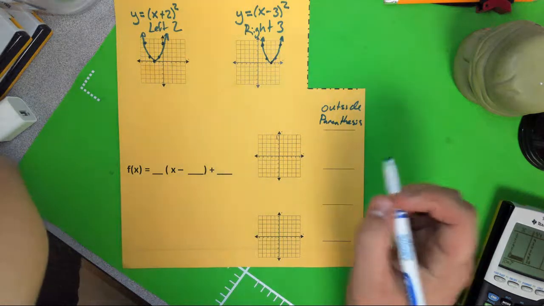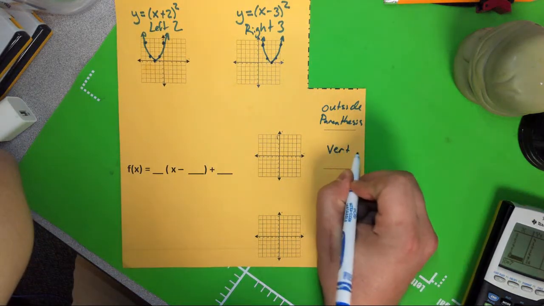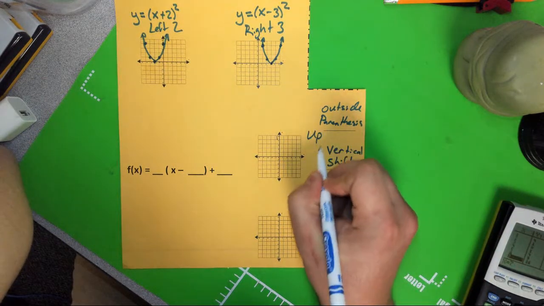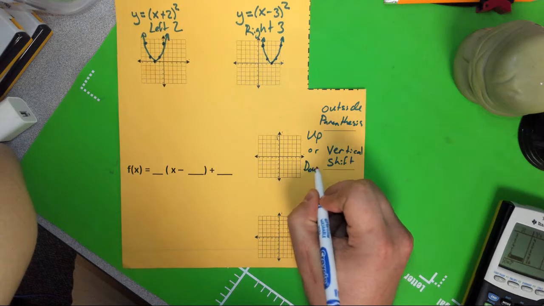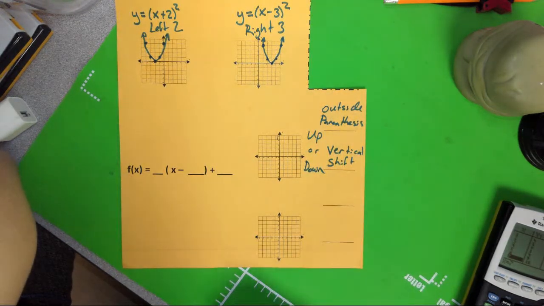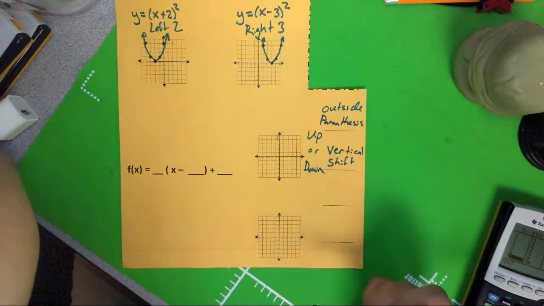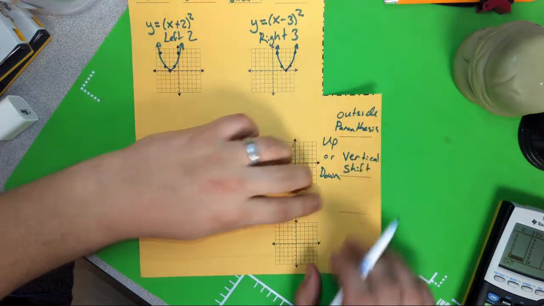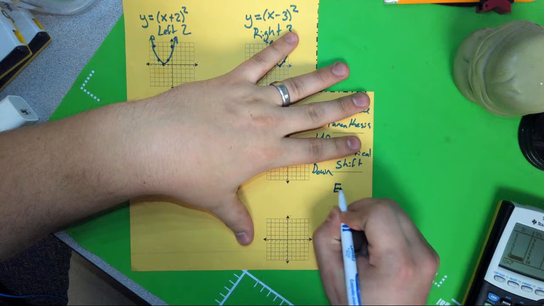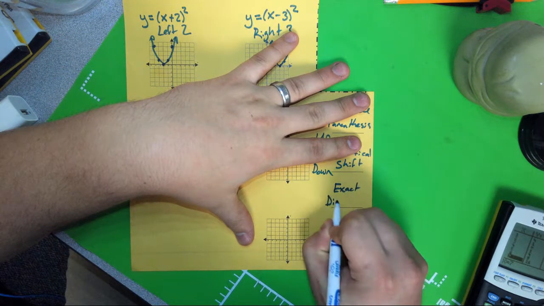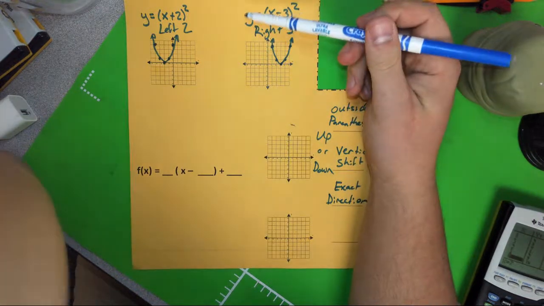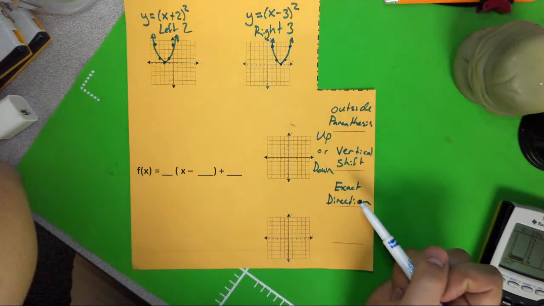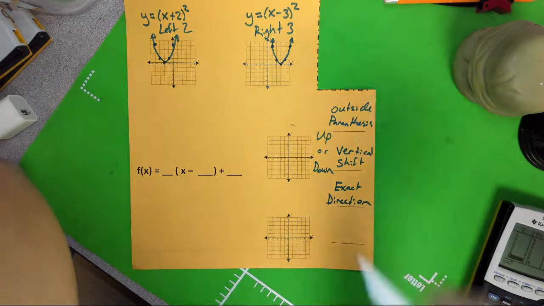And then the V stands for vertical shift. Vertical meaning up or down. So we're either going up or down, compared to horizontal being left and right. Now we have an E. This stands for exact direction. Unlike our horizontal shifts, where it's the opposite, over here with our vertical shifts, they're exactly what we would expect. We'll see what that means in just a minute.